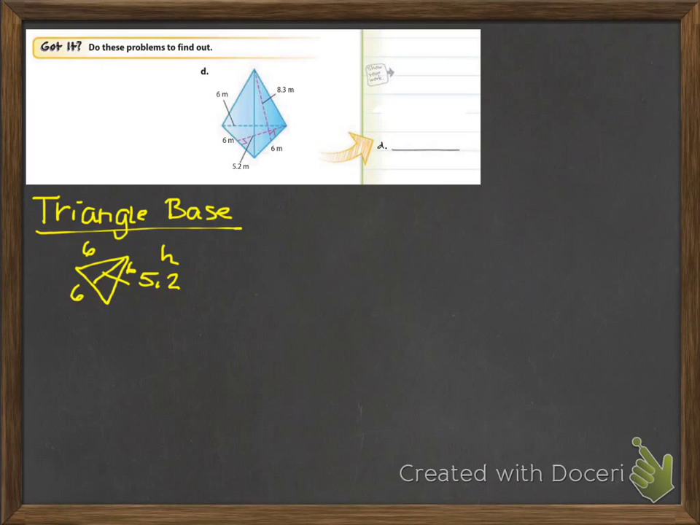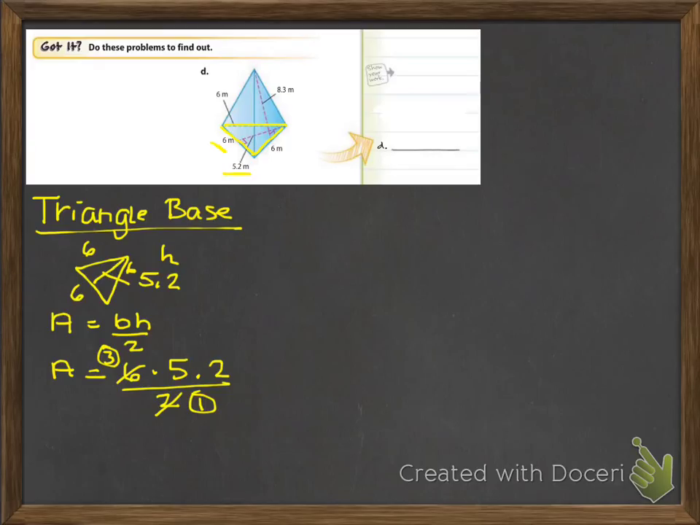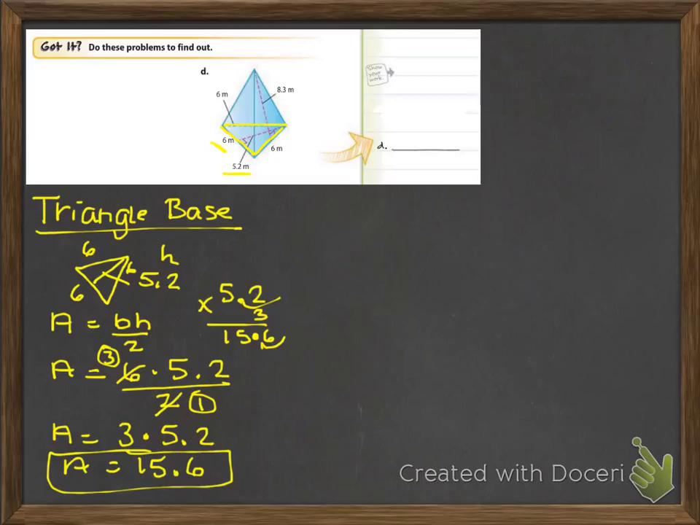As you can see, I went ahead and identified the base of my triangular pyramid. I outlined it here in yellow so that you could see our height of 5.2, and the base of our triangle, which is 6. So let's plug that into our formula. Now I'm left with area equals 3 times 5.2, so my final answer for this base is 15.6. I'm going to put a box around it and remind myself that that accounts for one of my faces. That is the base, of course, of the triangular pyramid.